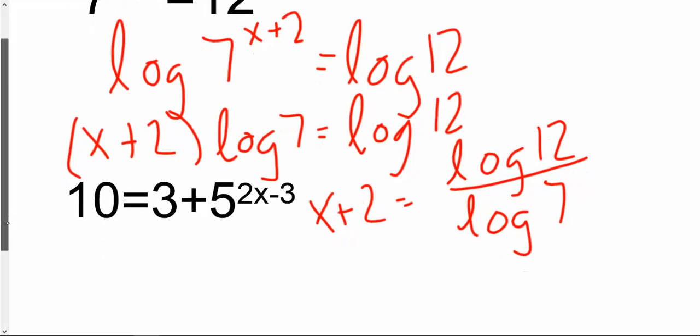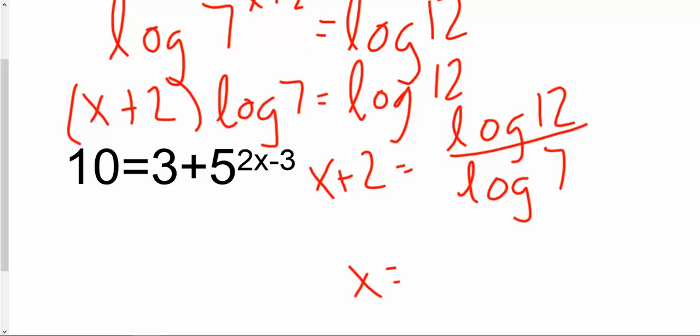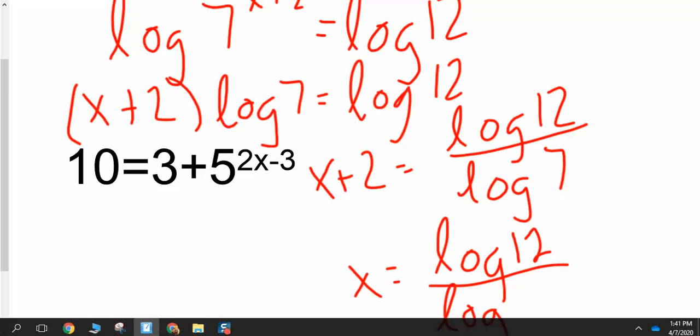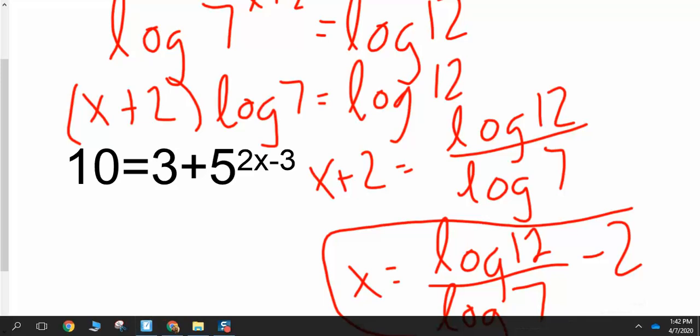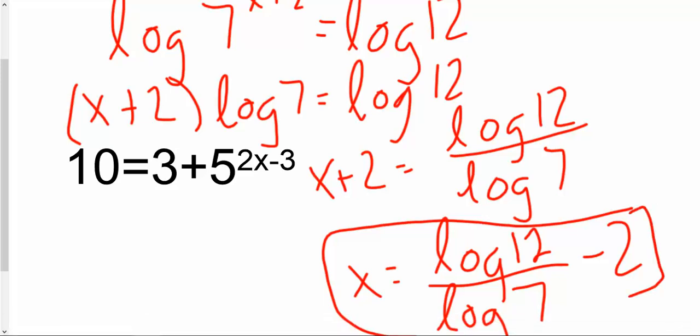So we just leave it like that, and then we get x equals log base 10 of 12 over log base 10 of 7 minus 2 would be your answer. And if you did the first problem and the second problem, oh my goodness, you get that they're the exact same.